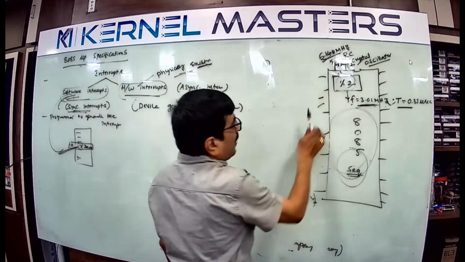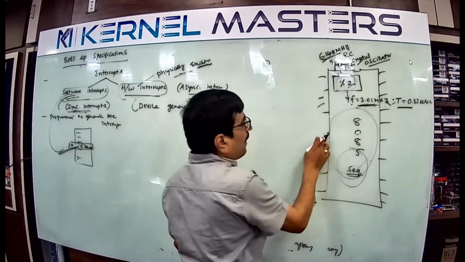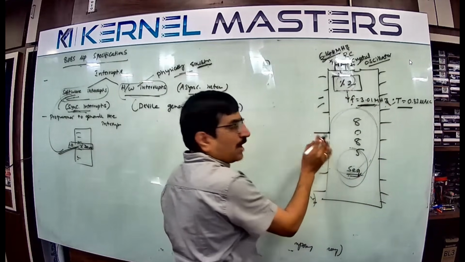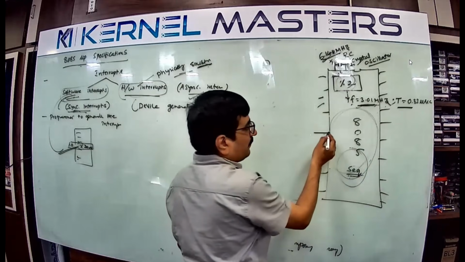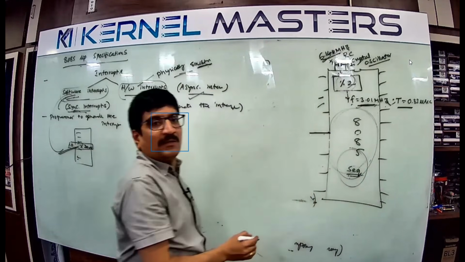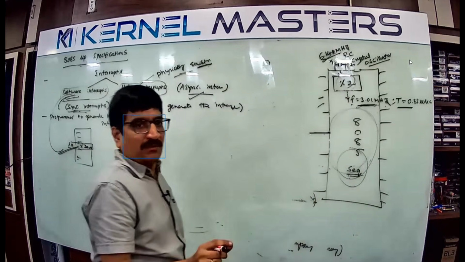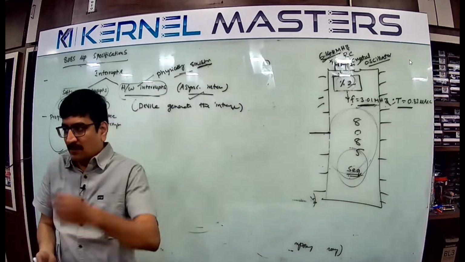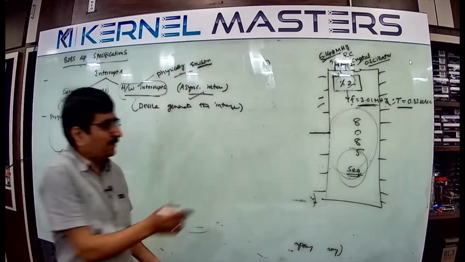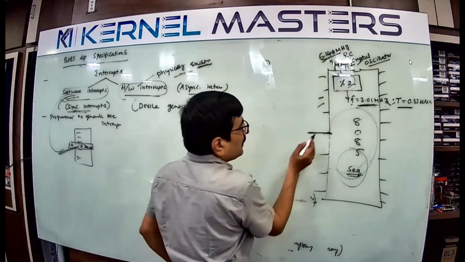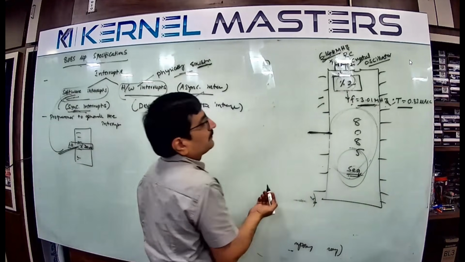So 40 pins are there. Of the 40 pins, one pin is a hardware interrupt. So what is this pin called? Tell me. Hardware interrupt, what physically exists, where humans can physically see it available? You can see the pin number. This pin is acting as an interrupt.